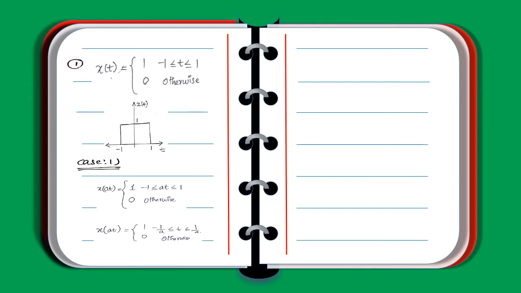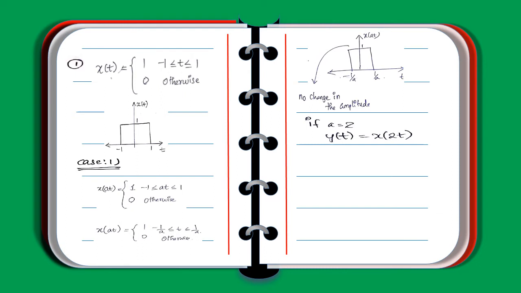Now let us plot this signal as per the definition. We can see that the amplitude is 1 between -1 by a to +1 by a. And also it should be noted that there is no change in the amplitude. Here the signal is x of at instead of x of t. Now if the value of a is equal to 2, y of t is equal to x of 2t. Let us plot this and compare with x of t.